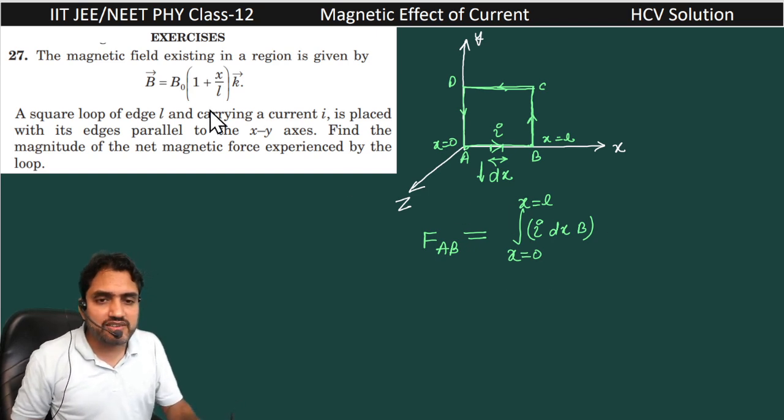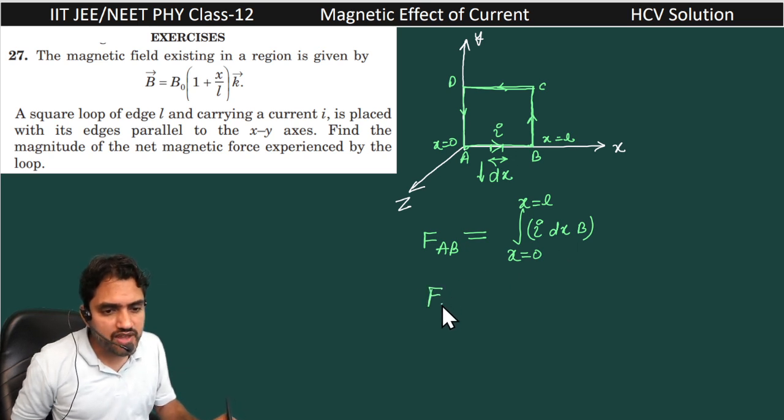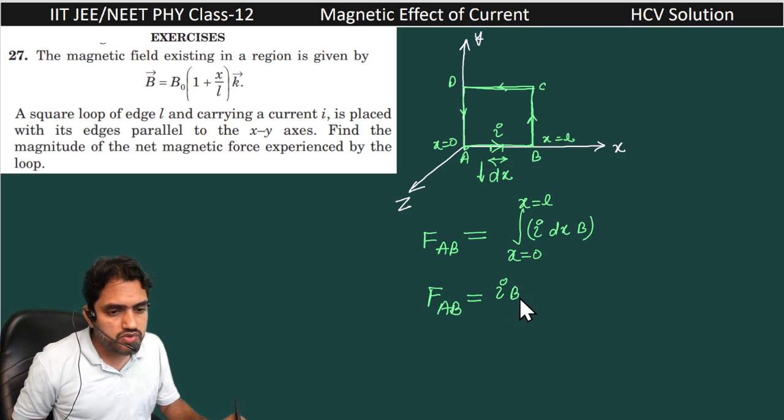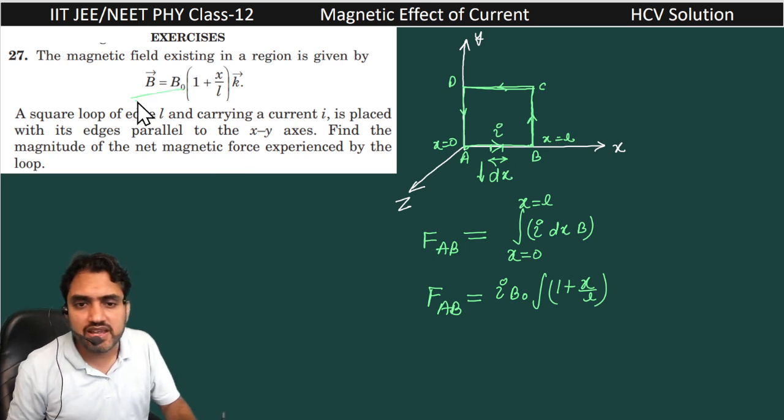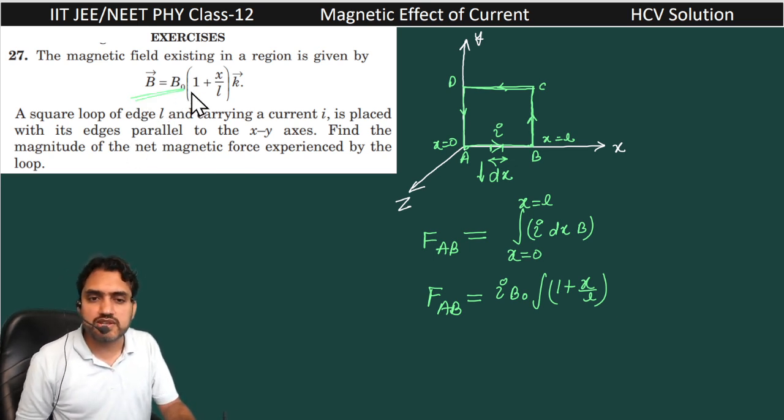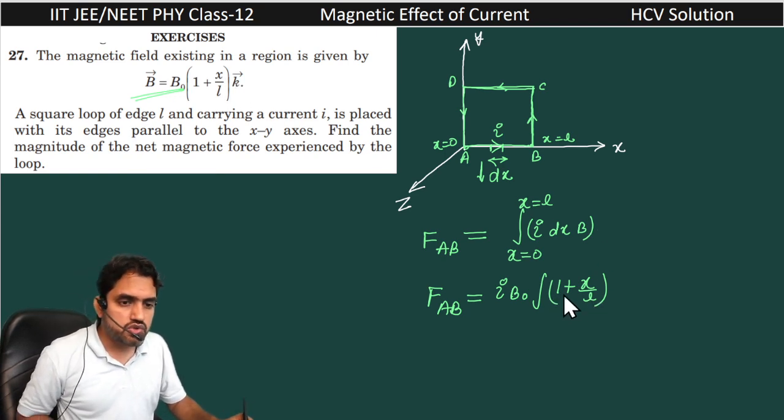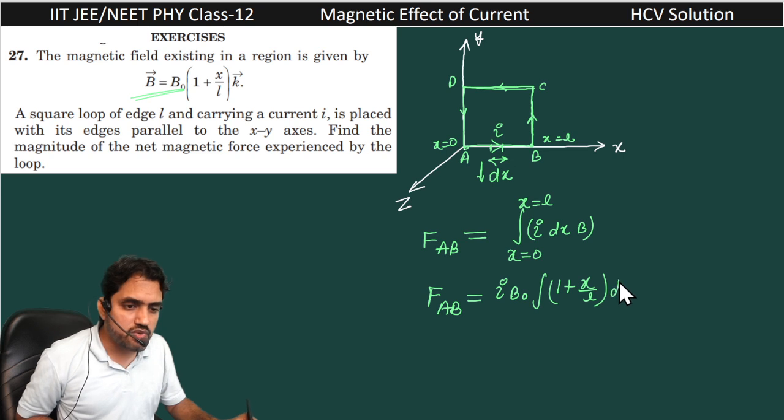Now this magnetic field is a function of x, so you can put the value of magnetic field, that is F_AB. The net force on AB is equal to, this I is constant and B naught also constant, integration of (1 plus x by L). Okay, the magnetic field is given here. So B naught is constant, (1 plus x by L), and this k we have already considered. So (1 plus x by L) into dx.